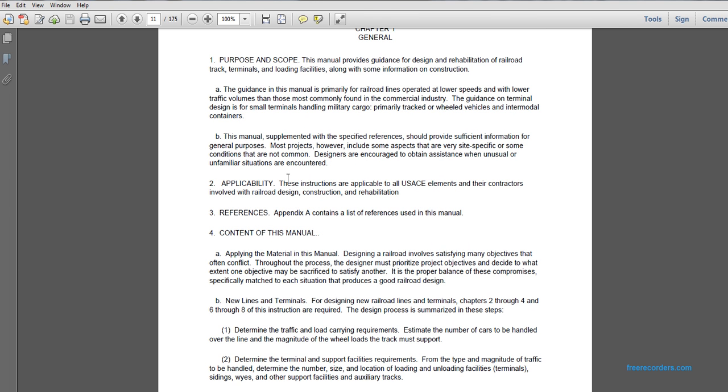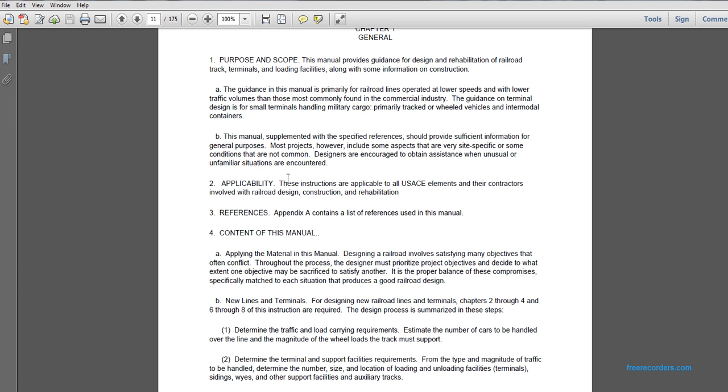In applying the material of this manual, the design of railroads involves satisfying many objectives that often conflict. Throughout the process, the designer must prioritize project objectives and decide to what extent one objective may be sacrificed to satisfy another. A proper balance, with a compromise specifically matched to each situation, produces a good rail design. B. New lines and terminals. For designing new railroad lines and terminals, Chapters 2 through 4 and 6 through 8 of the instructions are required.